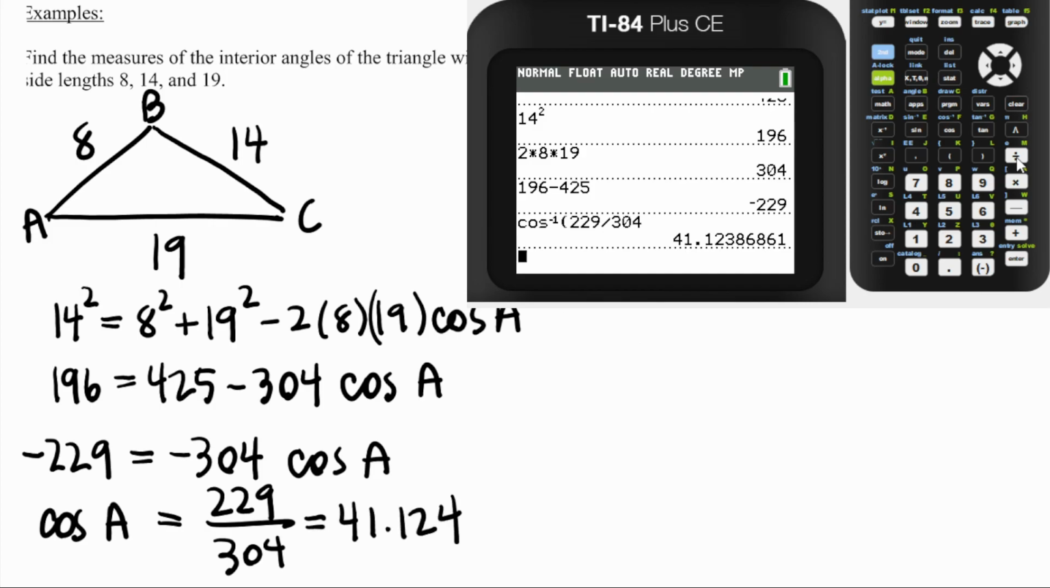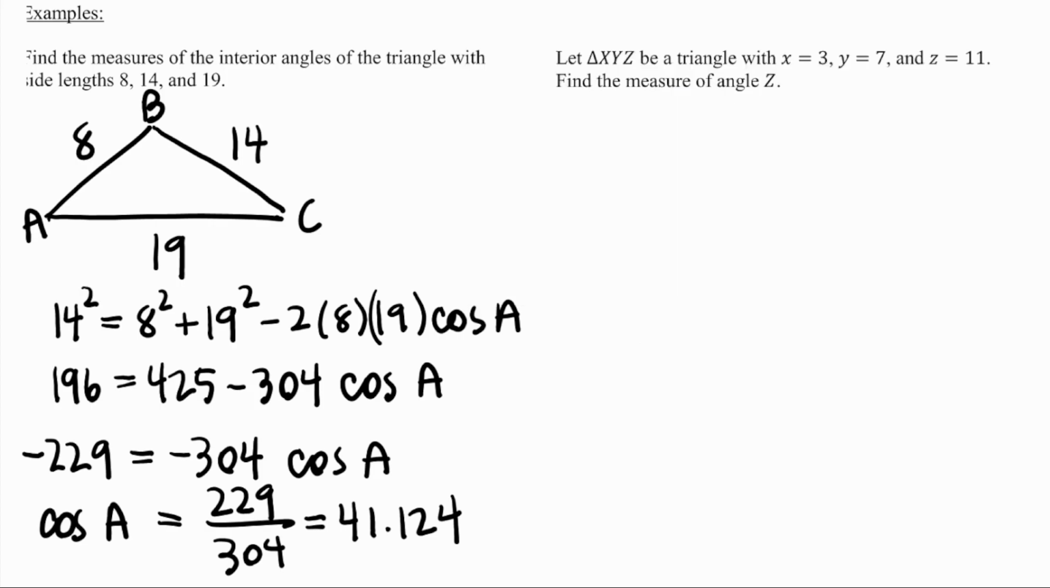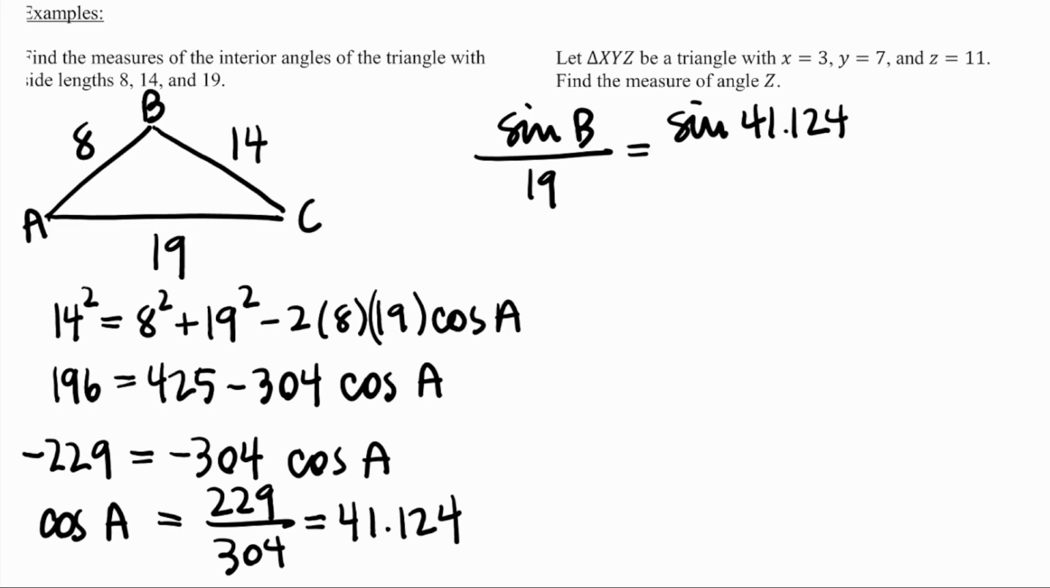Okay, then from there, I don't think I'm going to be finding all three of these angle measures. Maybe I should. Yeah, I guess I will. Okay, to find the next one, I'll probably use law of sines, right? Because that's a little faster. So I'm going to say sine of B over 19 is going to equal sine of A, sine of 41.124 divided by side A, which is 14.